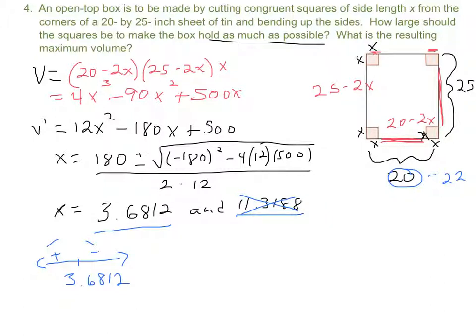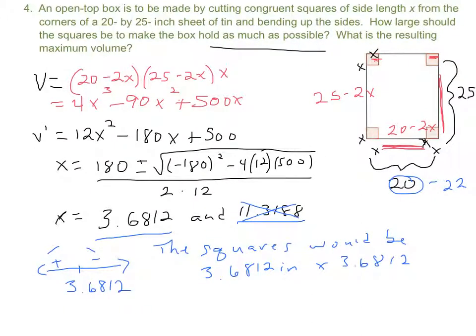So we need to know how large the squares should be, so the squares would be 3.6812 inches by 3.6812 inches. But we also need to find the resulting maximum volume. So you just plug that in to the volume.